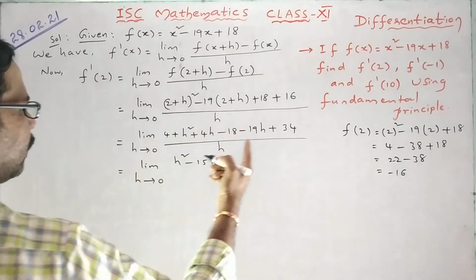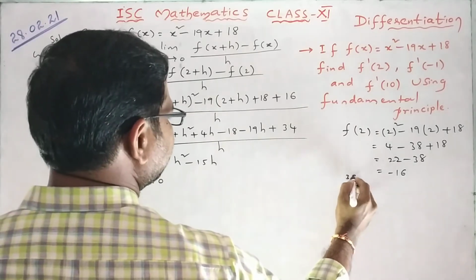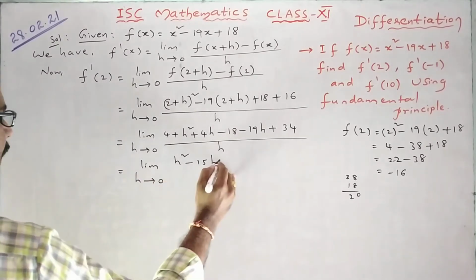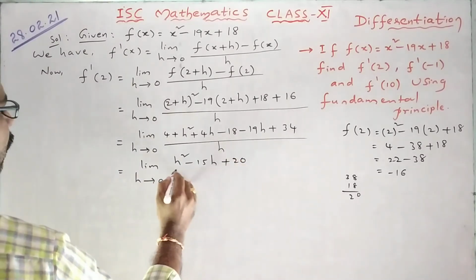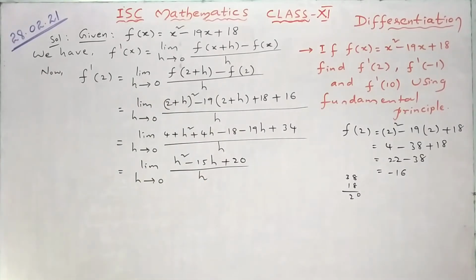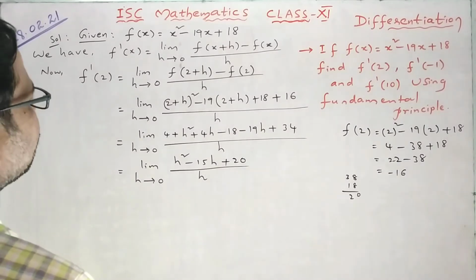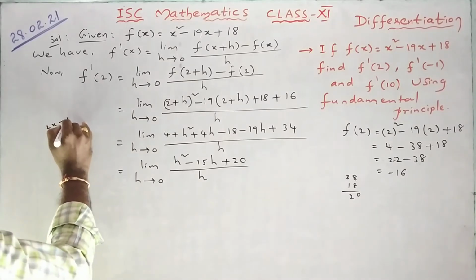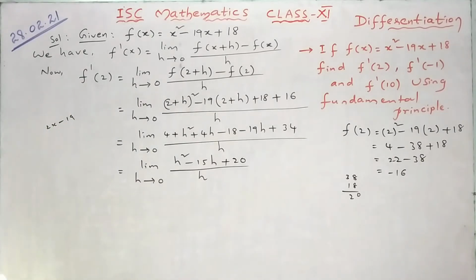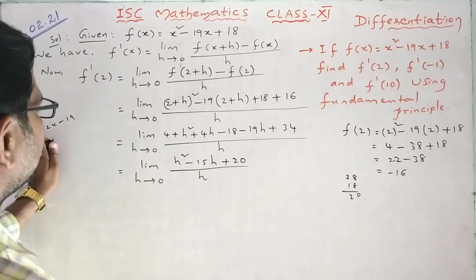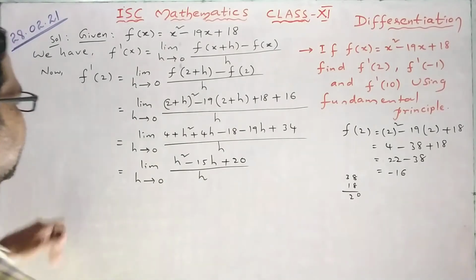minus 14, 38 minus 18, 20. So which 20? Plus 20, right? Upon h, right? So, once check.